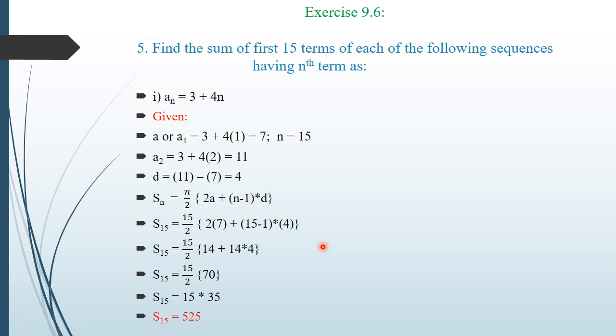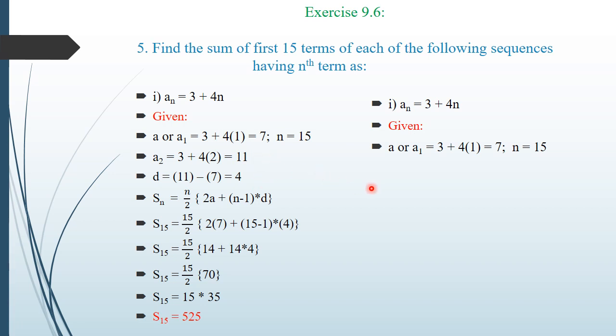Therefore, the sum of 15 terms of this AP whose nth term is given as 3 plus 4n is nothing but 525. I told you one more method by which we can solve this. There is just a little modification in the formula that we'll see. Again, I'll note down the given data: a or a1, that is 3 plus 4 into 1 equal to 7, and n is 15. Here I did not calculate d and a2 again.